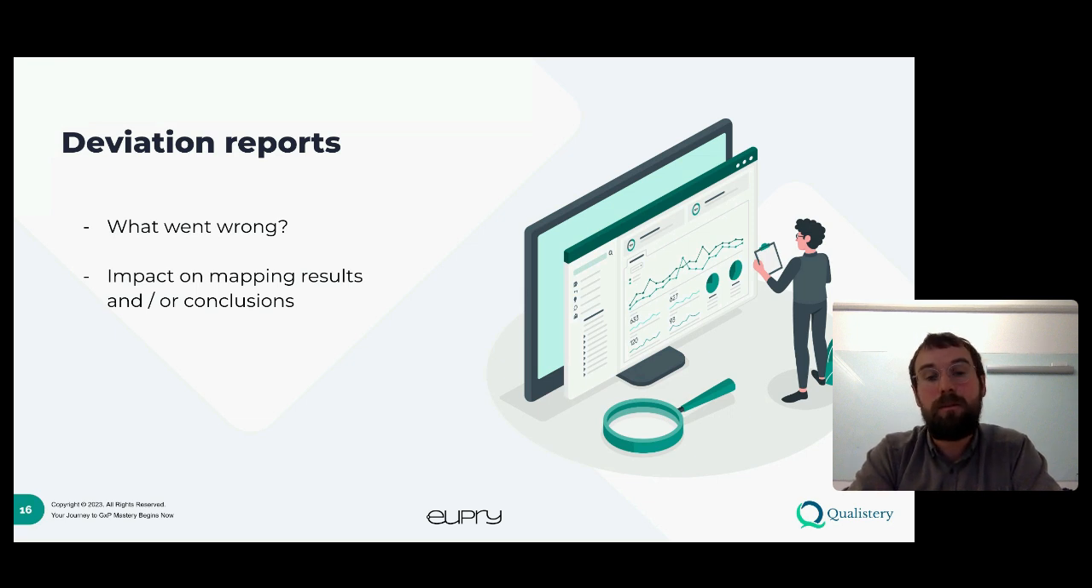One thing is that we have a deviation report and we try to mitigate it, maybe, but how does this impact our mapping results and our conclusions? This is the key factor that an auditor is going to look for. Yes, there was a mistake or a deviation somewhere during the execution or the protocol phase, but have you considered how this affects the conclusion of the mapping? Does it affect the validity of what we're trying to conclude here? In most cases, it might lead to a greater uncertainty of our conclusions, but it's very important to be able to identify how it impacts it and whether it means you should have a remapping.